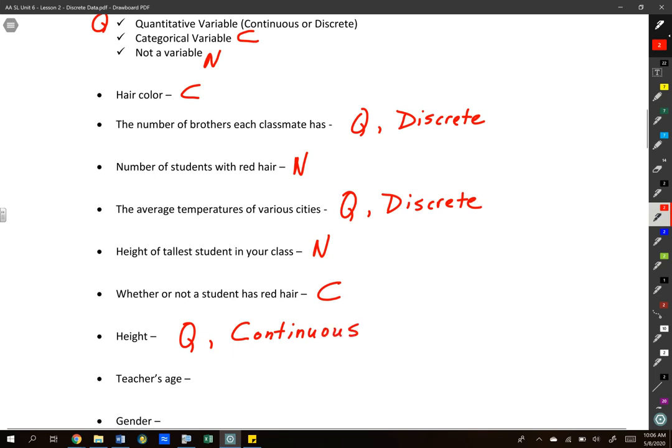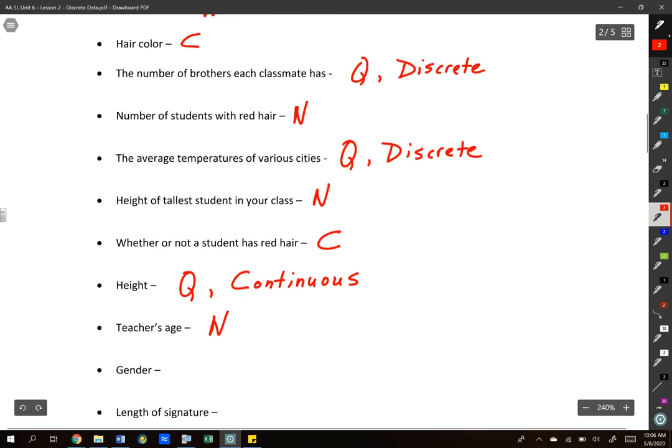The teacher's age. If I ask the class, what is the teacher's age? There's only one answer. Since there's only one answer, this is not a variable. If I ask the class, what is your gender, right? We're going to get more than one answer. It's a non-numeric answer, so this would be categorical.